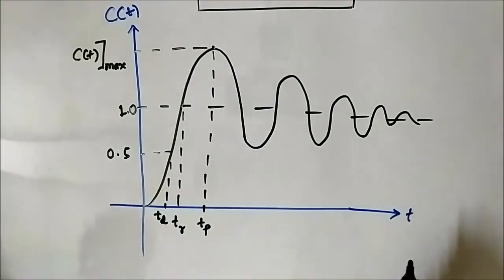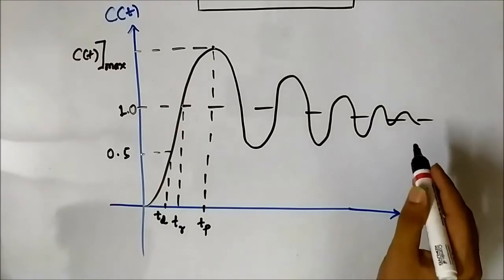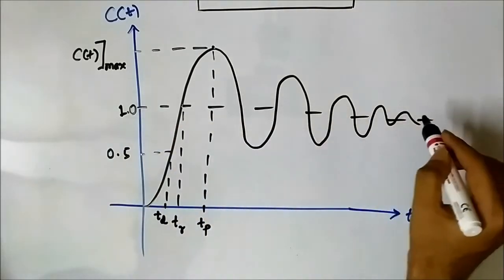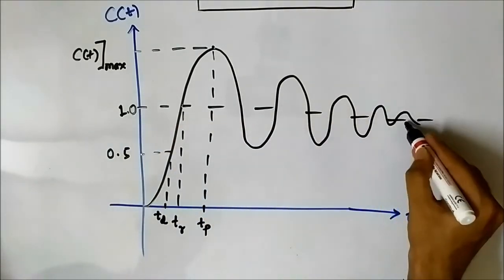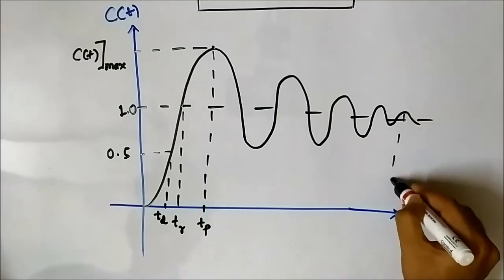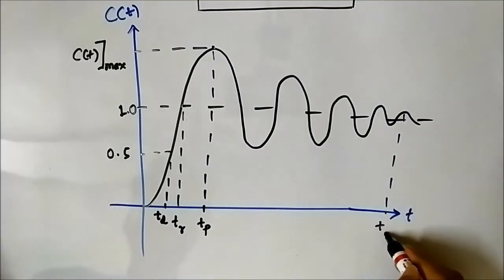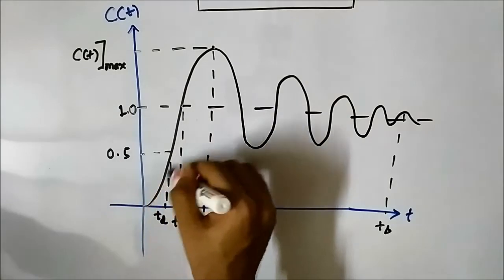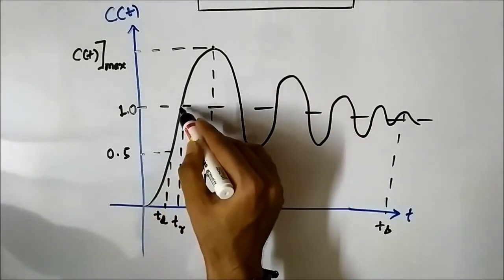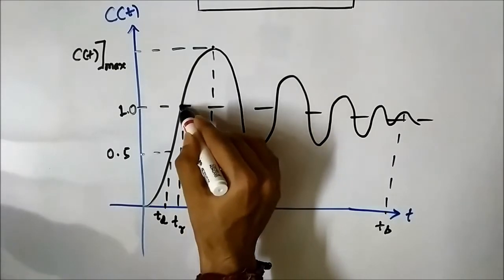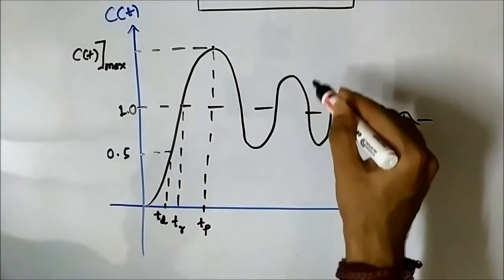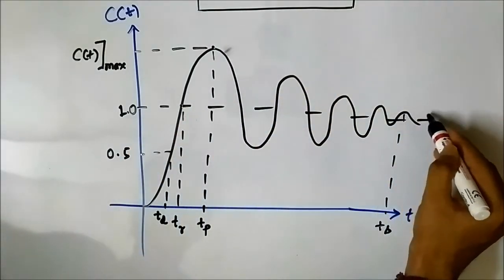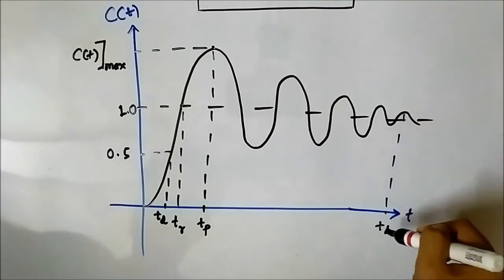And the time at which the output response reaches the steady state value and finally settles down is called the settling time. There is a difference between settling time and rise time. The rise time is the time at which the output response reaches the steady state value for the first time. Then the amplitude increases, then decreases, gradually decreasing, and finally the output settles down at around this point, which is the settling time.